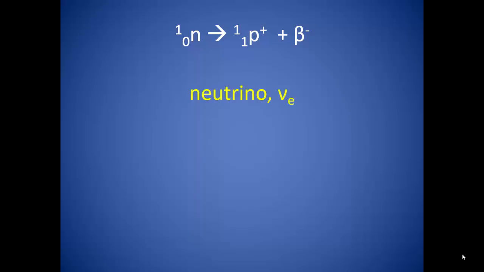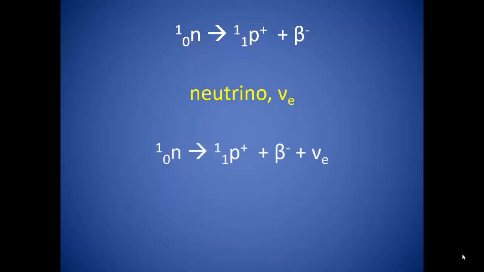The reason this particle was so difficult to detect was because not only does it have a neutral electric charge, it also has an extremely small mass. It's actually so small that we can ignore it in our calculations. So really what happens is the neutron decays into a proton, a beta electron, and a neutrino.